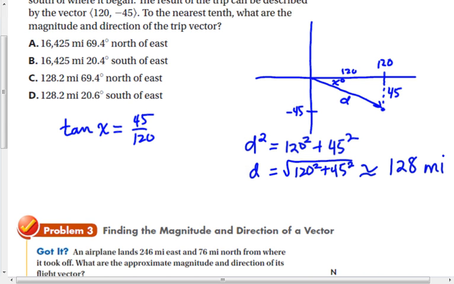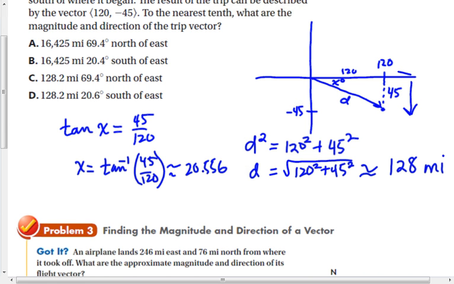To figure this out, we're going to have to use the inverse tangent. So x is equal to the inverse tangent of the ratio 45 over 120, which is about 20.556. So putting those two together, and we know we're going south and to the left, so it's a south and east direction, so we're going to choose D. 128.2 miles, 20.6 degrees south of east. Go ahead, you try that.